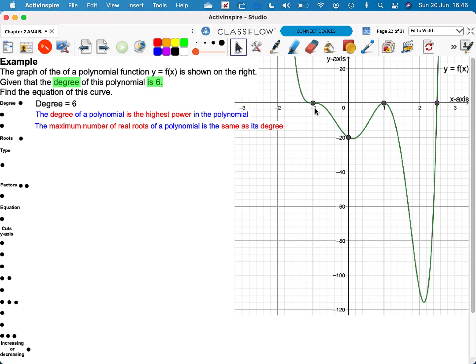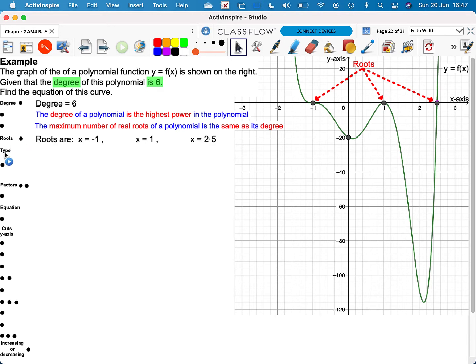Now we're going to look at this graph here, and roots, remind you again, or solutions, is where the graph meets the x-axis. So this graph meets the x-axis at -1, it meets it at 1, and it meets it at x equals 2.5. So we're going to look at the roots, and we've already discussed -1, 1, and 2.5.